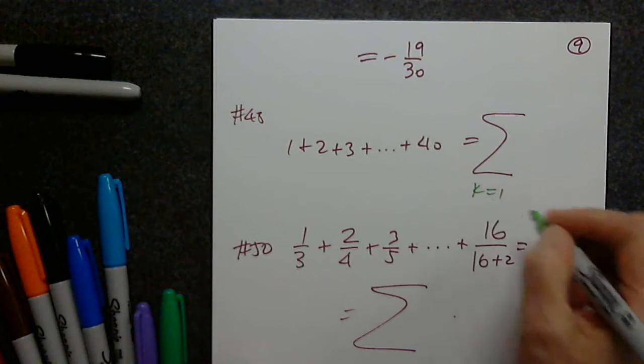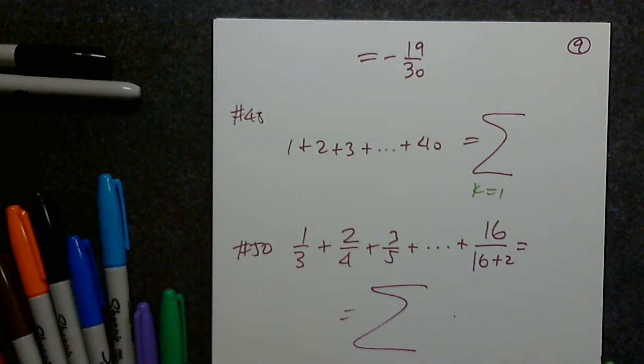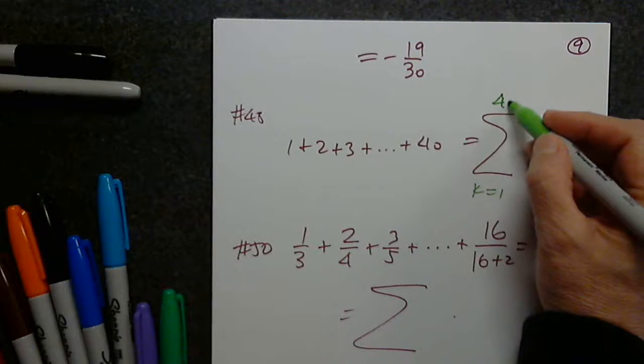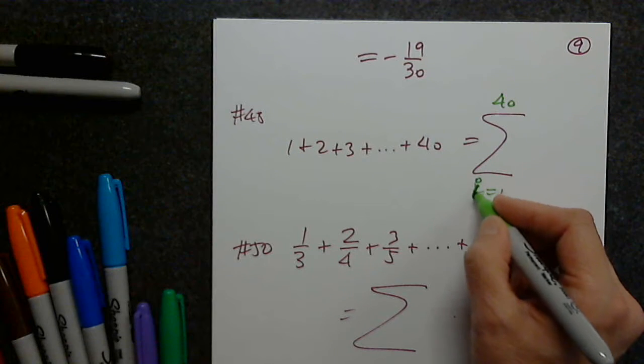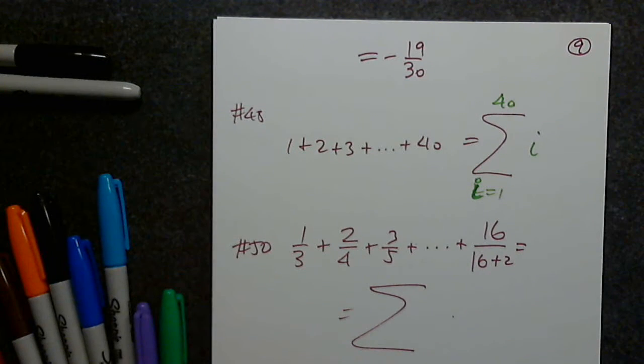Say k equals 1, and what is the last one? Yeah, if you want to use I, it's fine. From I, indeed. Let's check. When I is 1, I get 1, then plus. When I is 2, plus 2. When I is 3, plus 3. When I is 4, plus 4. When I is 40, plus 40.